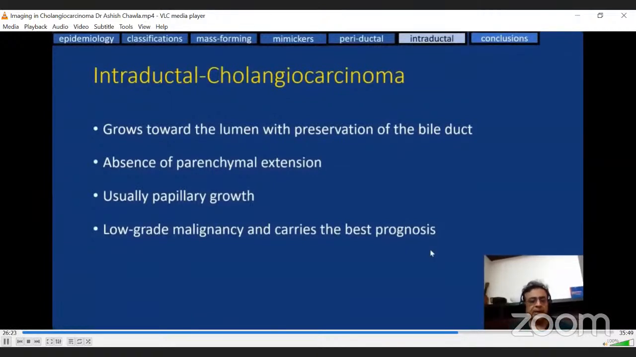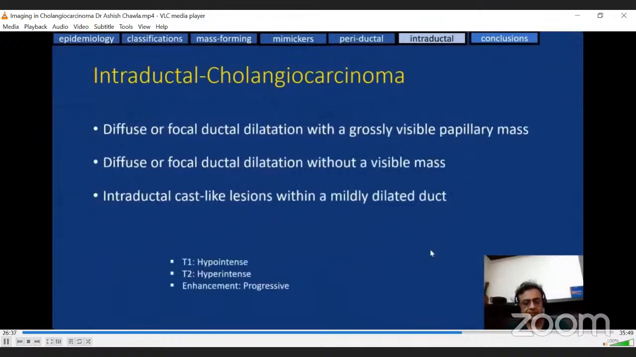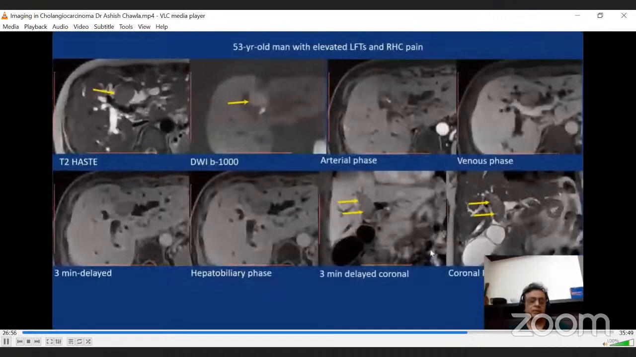So this usually presents like a polyp, has a papillary growth in the lumen of the bile duct, and there is no parenchymal extension. This one has the best prognosis because it does not invade the liver parenchyma. In clinical practice, you encounter them as a focal or diffuse ductal dilatation with or without a papillary mass, and sometimes as an intraductal cast-like lesion with a mildly dilated duct. They have the signature of cholangiocarcinoma.